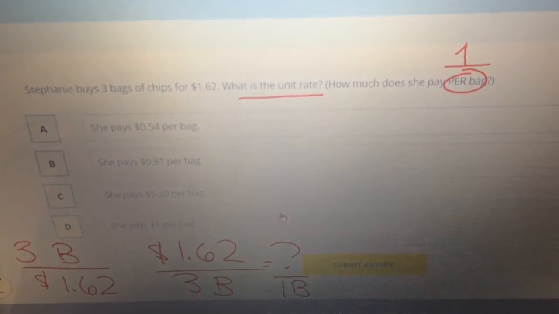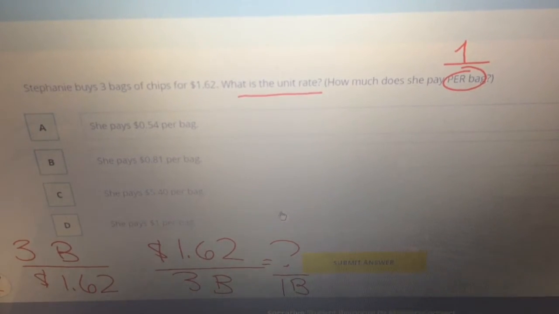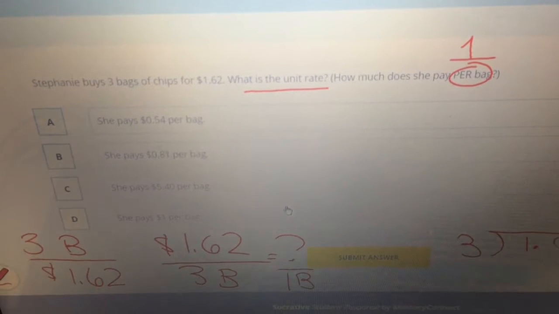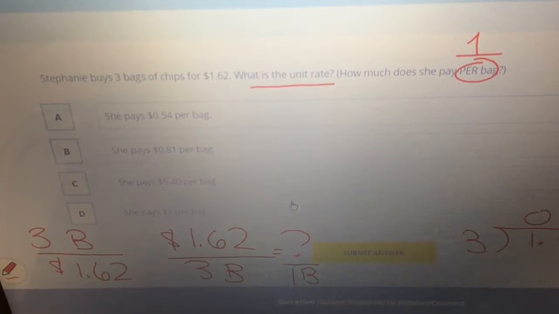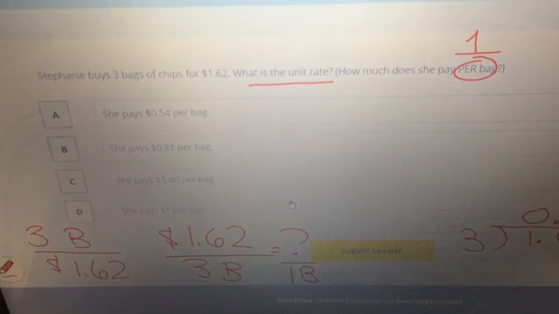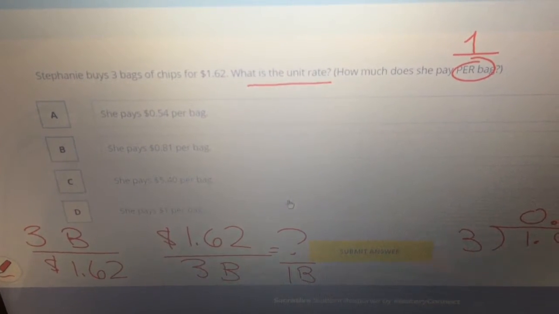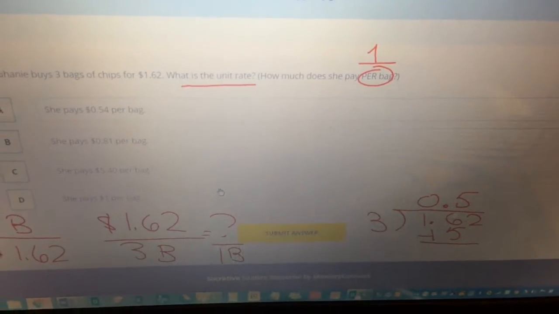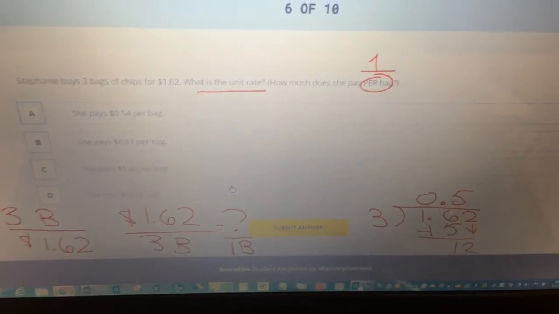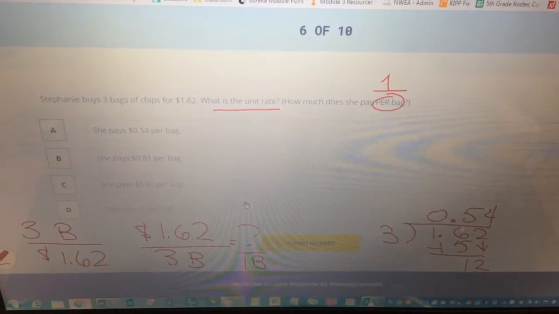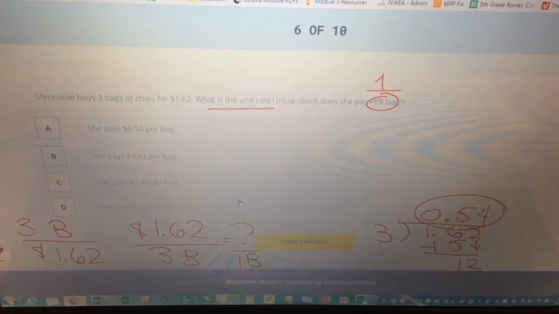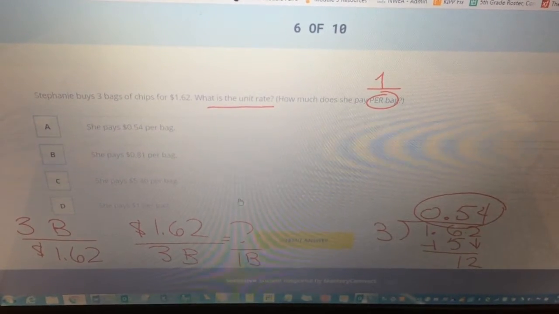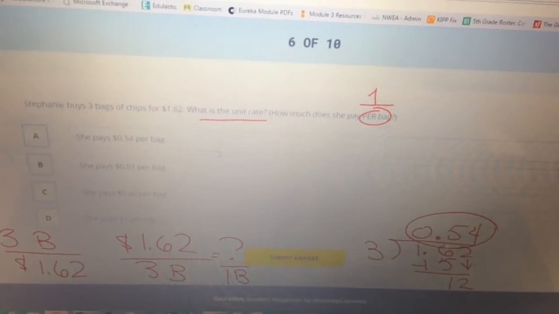And when we're trying to find the unit rate, we simply divide. So, we divide 3 into $1.62. 3 can't go into 1, so we bring our decimal up. 3 goes into 16 5 times. 5 times 3 is 15. 6 minus 5 is 1. Bring down the 2. And 3 goes into 12 4 times. So this is 54 cents. So if 3 bags cost $1.62, then she pays 54 cents for 1 bag, which would be A.